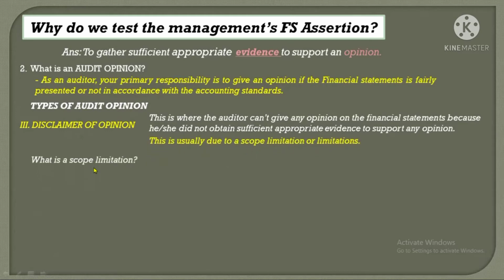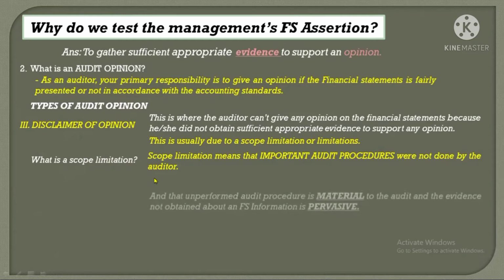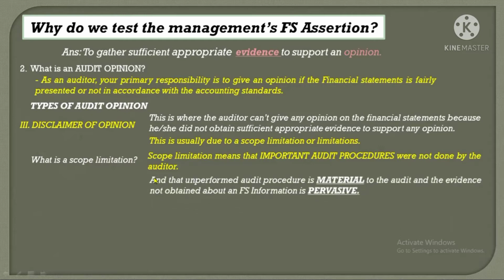So what is a scope limitation? Scope limitation means that important audit procedures were not done by the auditor. Again, if you are the auditor and you have not done some audit procedures, the technical term for that is scope limitation. Now, in order for the auditor to issue a disclaimer of opinion, the scope limitation or the unperformed procedure or procedures must be material and pervasive in nature.